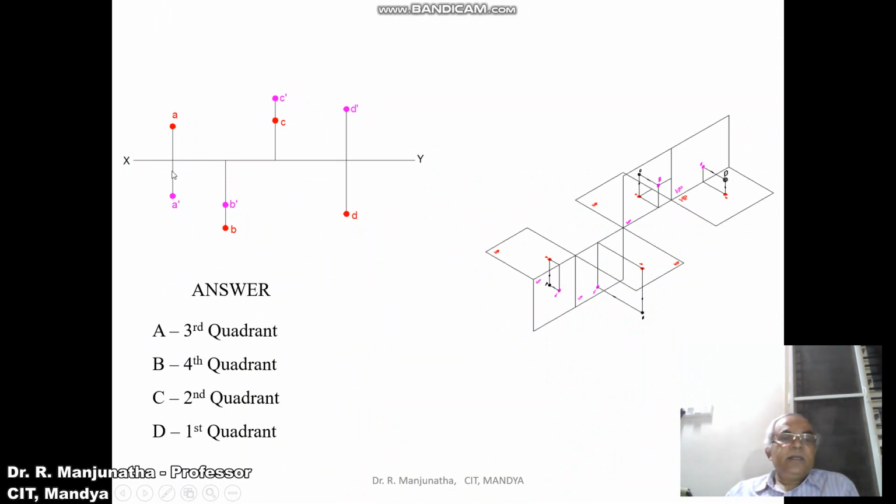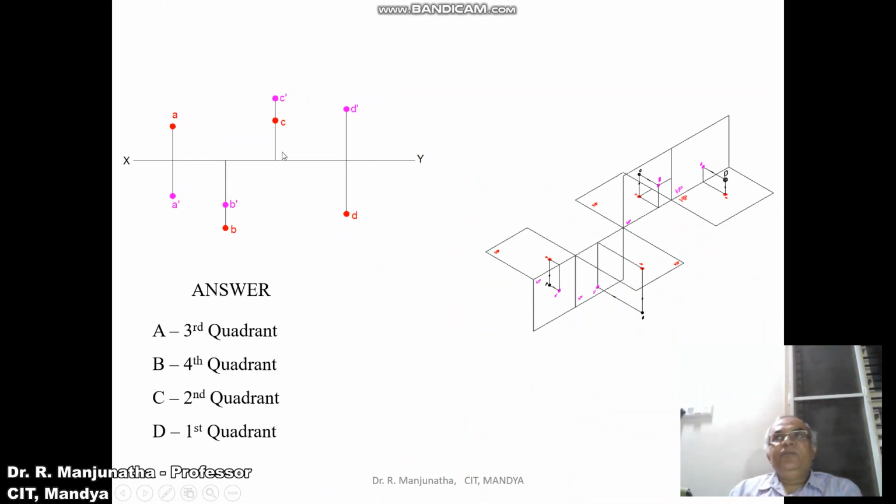Answer. Then you take any convenient distance and draw a vertical projector, a thin line. Then you mark two points, one is B dash and the other one is B, and you can take any distances, as he has not given any distances, but the condition is both the front and top views should be below XY line. That is possible only in the fourth quadrant. So point capital B lies in the fourth quadrant.